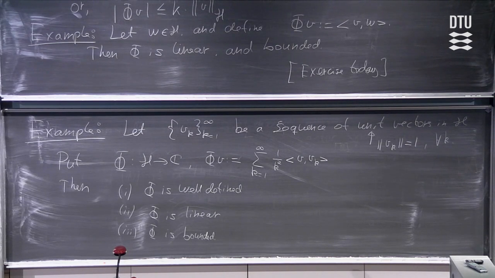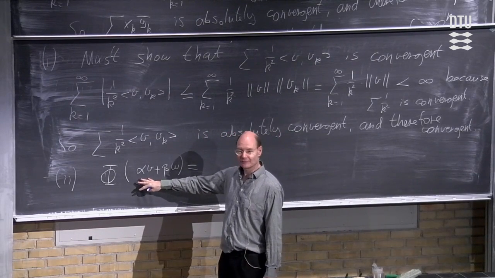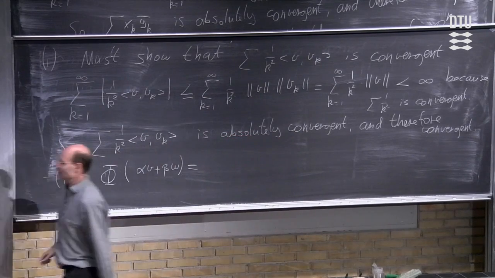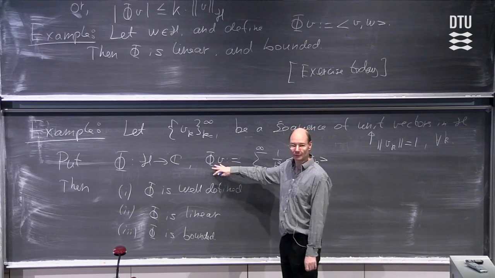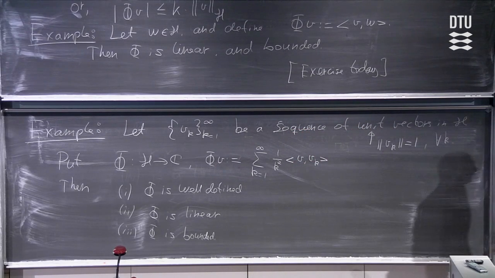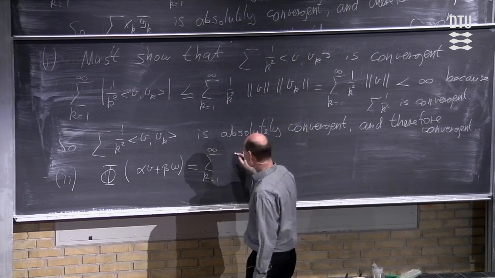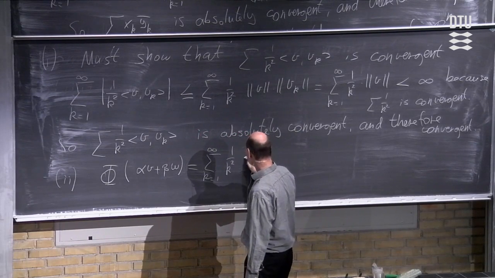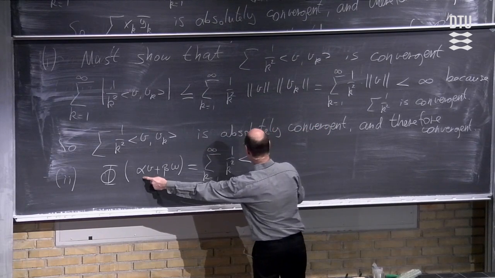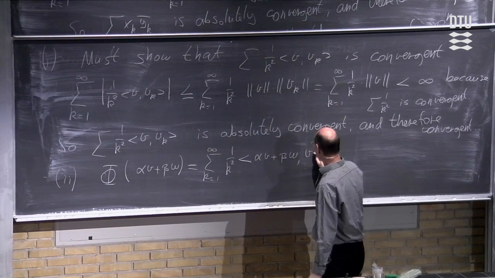So to show that phi is linear, we need to look at phi of alpha v plus beta w. Now we know that everything is well defined, so we can just take this and put it into our definition. That means we put it into the place of v. That means we put this linear combination in here. So we get that this is the sum k from 1 to infinity of 1 divided by k to the power 2. And then we get the inner product where we put in alpha v plus beta w, inner product with vk.